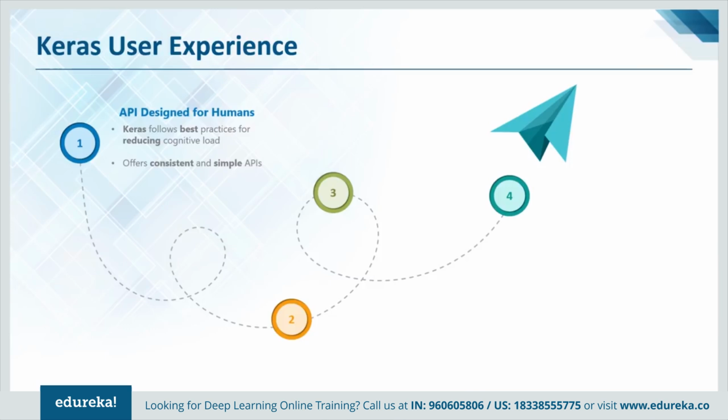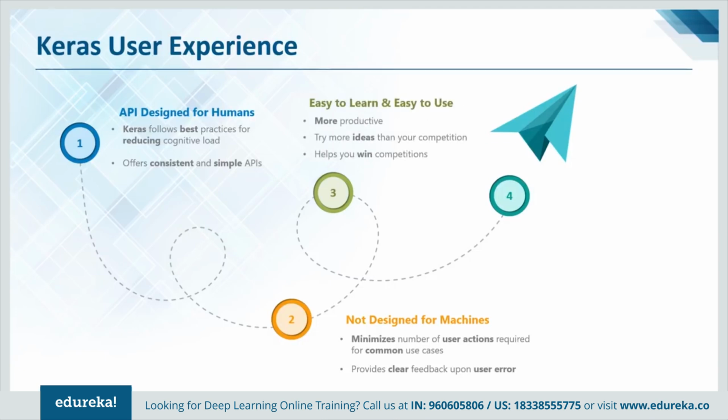Well, in my opinion, this is very important for anyone who wants to know more about Keras, or better, wants to start creating their own neural nets using Keras. So clearly, Keras is an API designed for humans. Why so? Because it follows the best practices for reducing cognitive load, which ensures that the models are consistent and the corresponding APIs are simple. And moving on, Keras provides clear feedback upon occurrence of any error, and this minimizes the number of user actions required for the majority of the common use cases, guys.